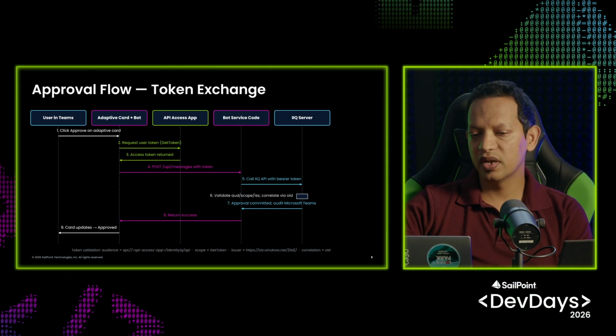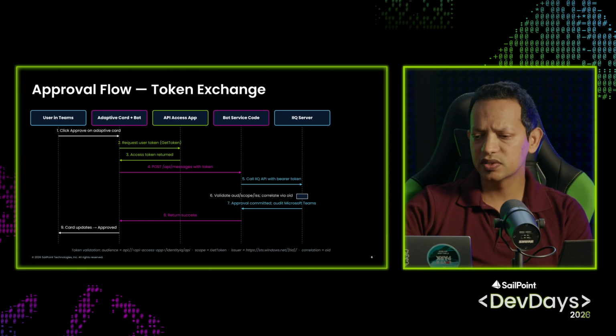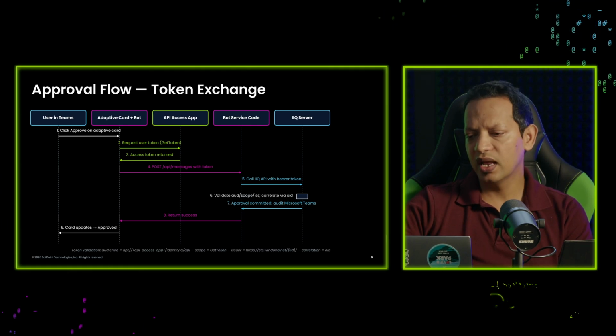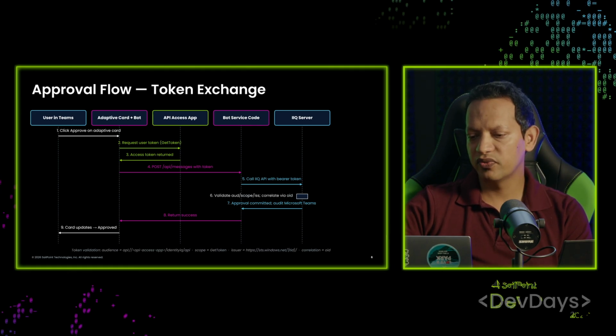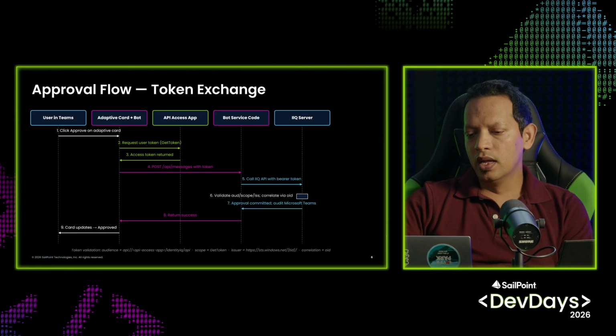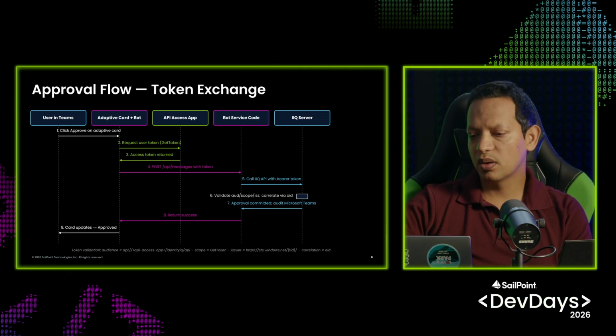If it matches, then it correlates to the entity, and then the approval is committed and an audit event is logged. So again, that's where you will see the channel being flagged that it is from the Microsoft Teams integration. And now once the approval is committed and the audit event is logged, it returns a success message to the bot, and then the card is updated showing as approved.